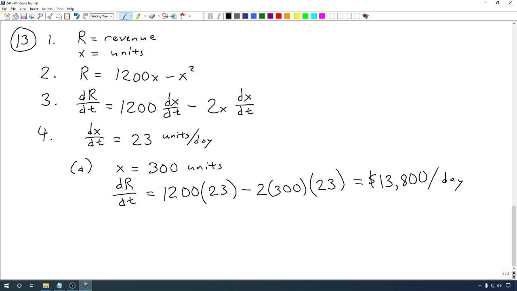So if we already have 300 units, and the next day we're going to have 323 units, then this is essentially estimating that our revenue is going to increase from what we already have by 13,800. We're going to have that much more revenue the following day.